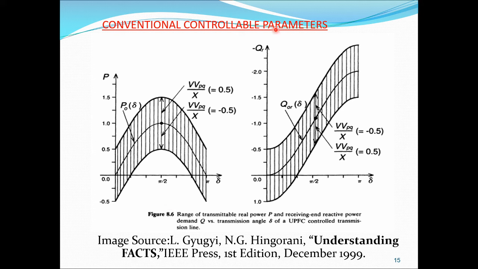Conventional controllable parameters: if I would like to plot a power angle characteristic, P versus delta, it is exponentially rising and dropping, maybe like this. If I make it plus or minus 0.5, the graph can shift from this point to that point. It's nothing but the range of transmittable power. It can transmit up to the level of 0.5 up or minus 0.5 down.